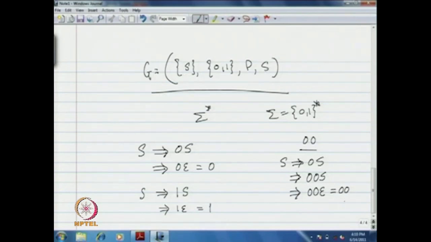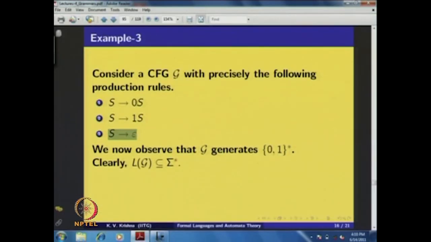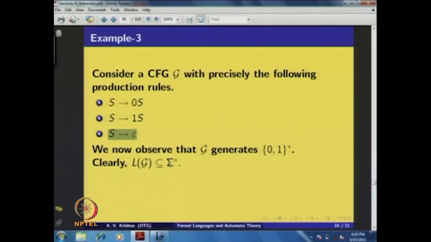So, 00 can be derived, and you understand here through these three rules, S goes to 0S, S goes to 1S, S goes to epsilon, you are deriving certain strings, and whatever terminal strings you are deriving are over the set {0, 1}. Thus, whatever strings are generated through this grammar, L of G is a subset of sigma star, because sigma star is the set of all strings over 0, 1.